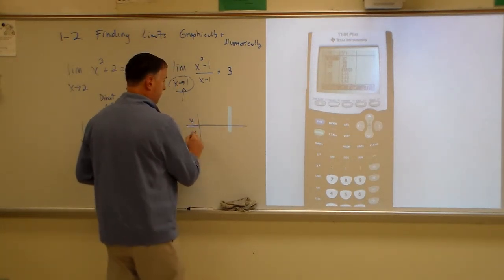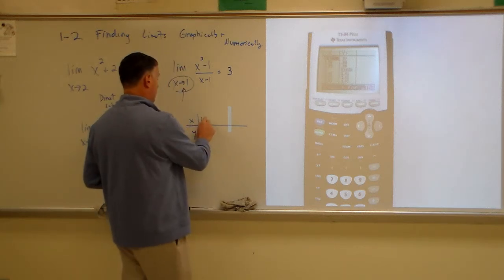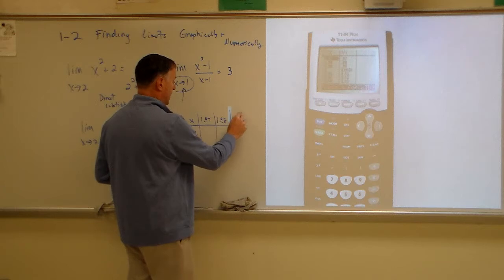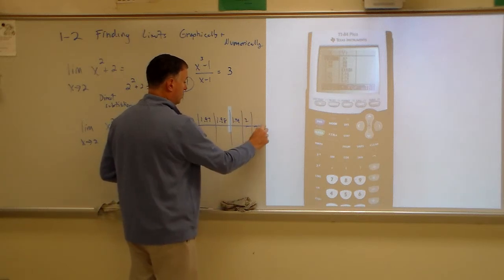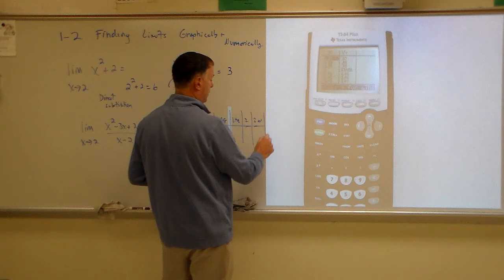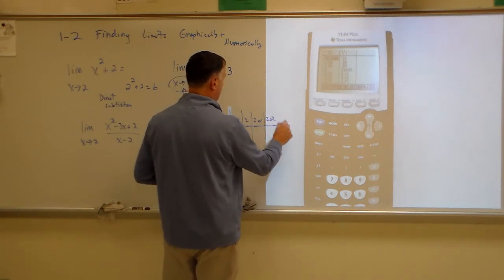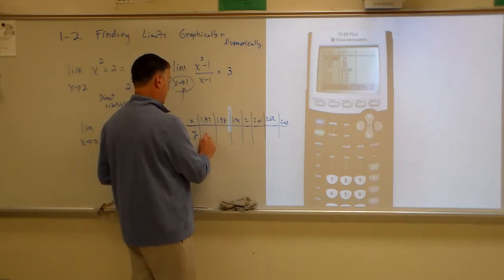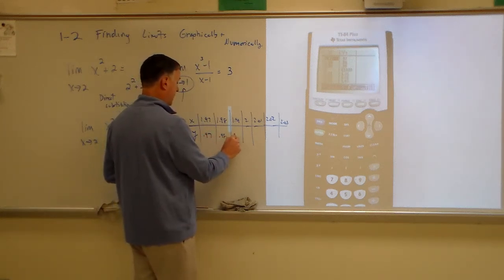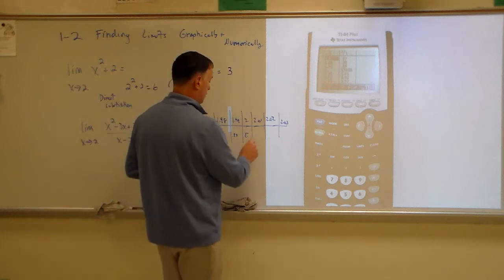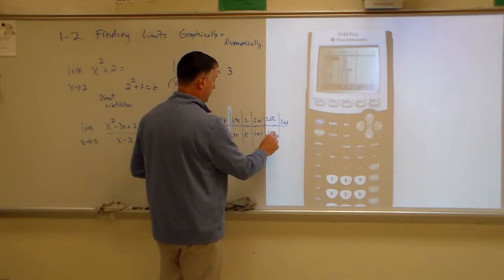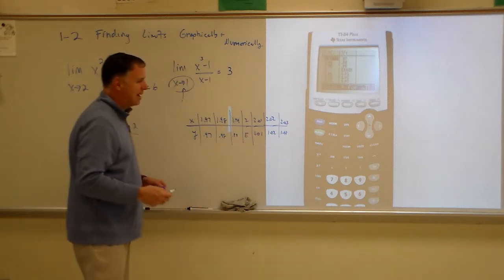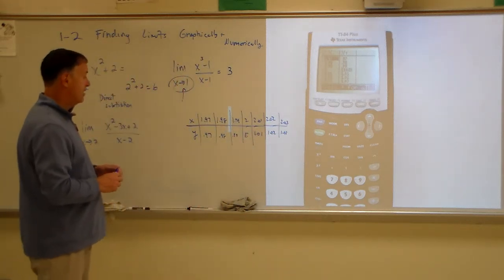Okay, here's my x, here's my y. 1.97, 1.98, 1.99, 2, 2.01, 2.02, and 2.03. And the y values: 0.97, 0.98, 0.99, error, 1.01, 1.02, 1.03. Kind of weird how that happened, isn't it? I mean, those numbers line up. They certainly didn't intend for that to happen.